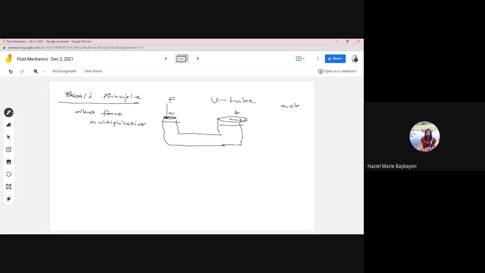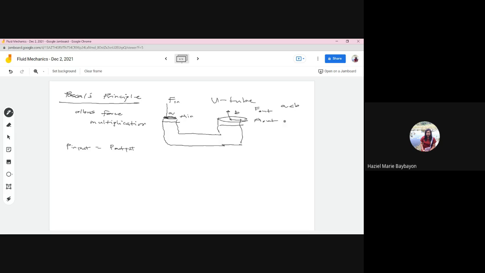So, according to Pascal's principle, P input is equal to P output. For example, here where you input the force, we call it F1 or F input. The area here we call area input. And here is the output force, F output, and this one we call area out.